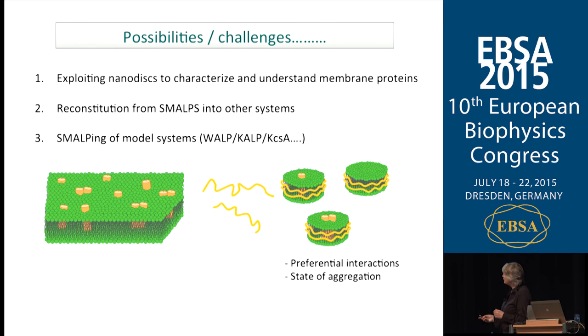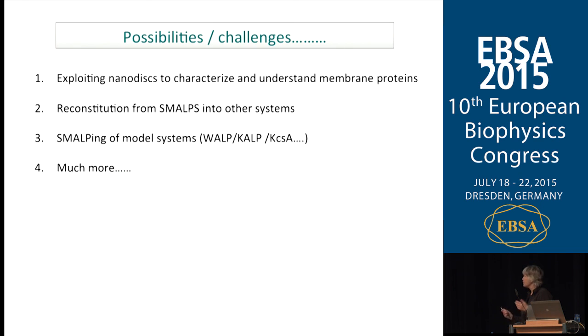You can also look at aggregation. You just add the SMA again, vary the protein-lipid ratio here, and then analyze the protein-lipid ratio in your particles and see if they have aggregated. So these are lots of things you can do with them, and there's much more, like functionalizing the polymer, or finding out more about the energetics, thermodynamic parameters.